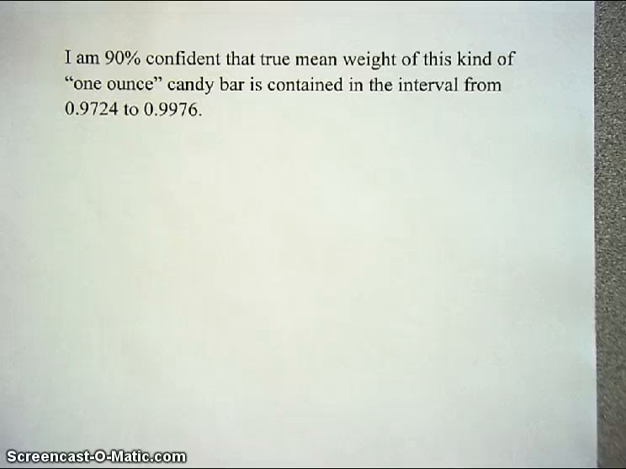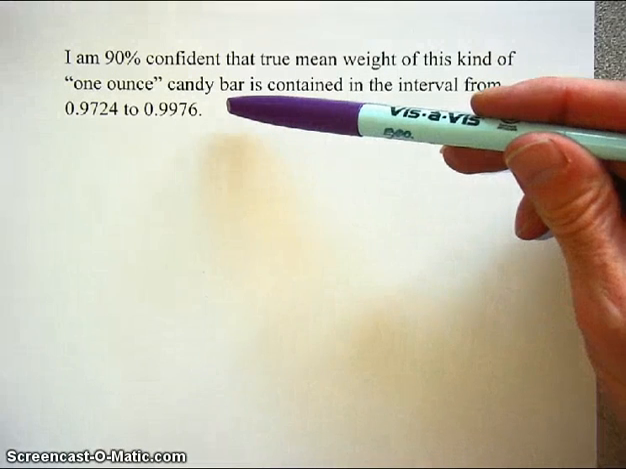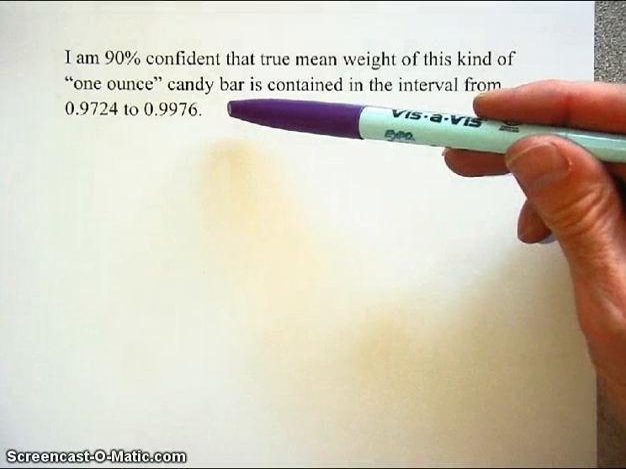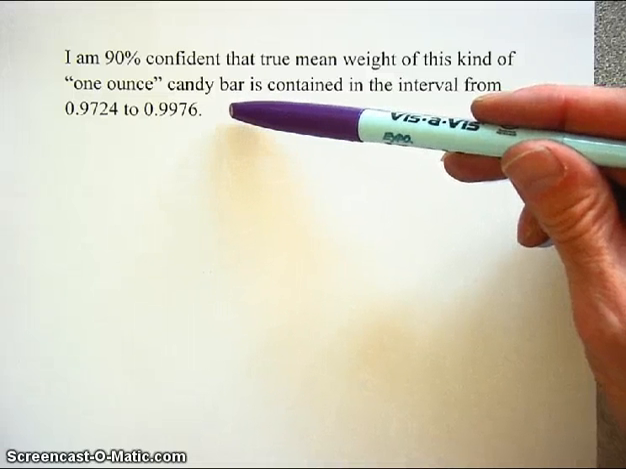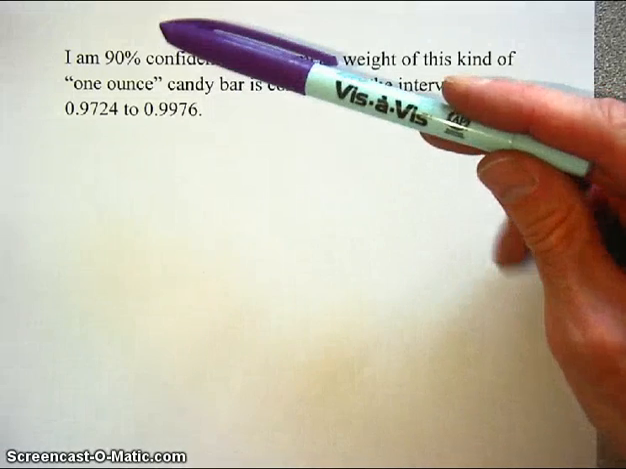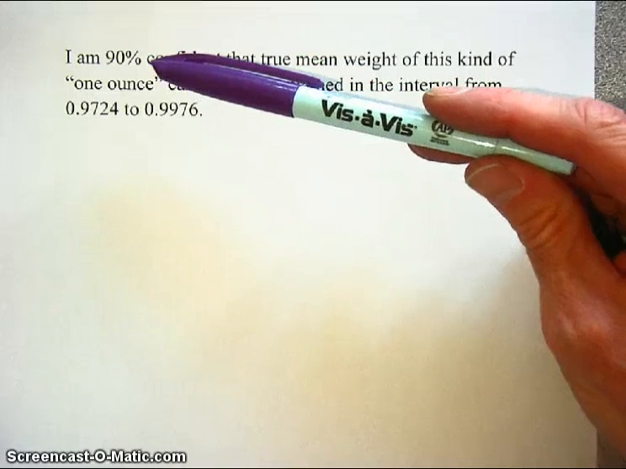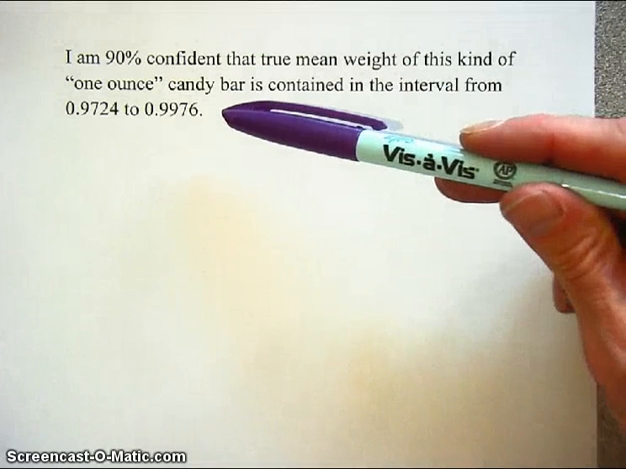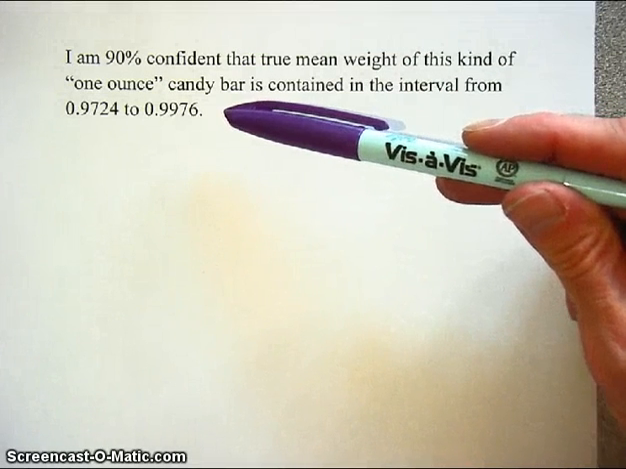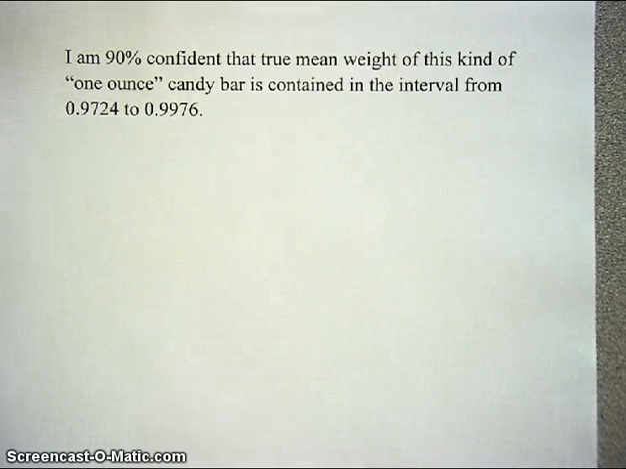Now you might notice that 1 is not in this interval. So you could use this interval to test the null hypothesis against a one-sided alternative where the alpha level that you're using is 5%, or 0.05. An alpha level of 0.05 and a one-sided alternative corresponds to 90% confidence in this interval. So because 1 is not in this interval, we could reject the null hypothesis that the true mean weight of these candy bars is 1 ounce in favor of the alternative, that it's less than that.